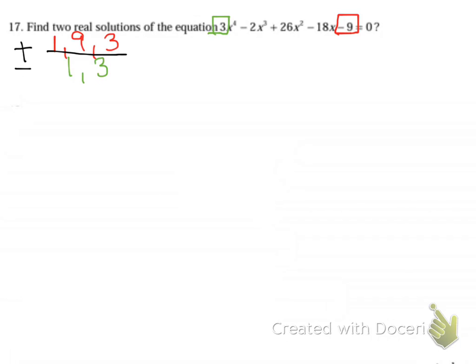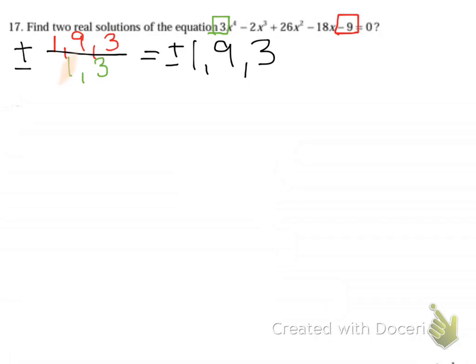Now, please watch me. There's two things I have to do here. I have to take everything up top and divide it by 1. And when I do that, remember everything's positive or negative. Plus or minus, 1 divided by 1 is 1. 9 divided by 1 is 9. 3 divided by 1 is 3.